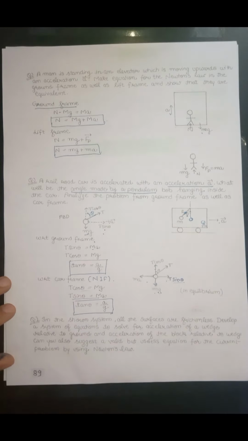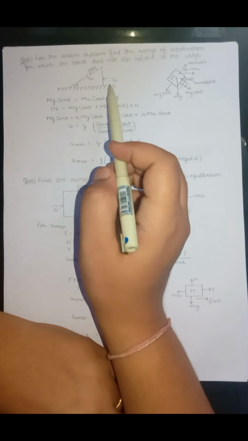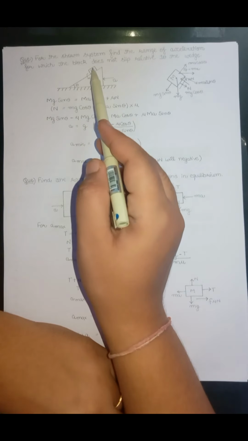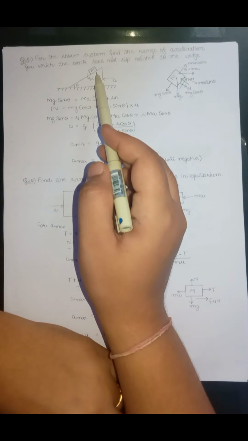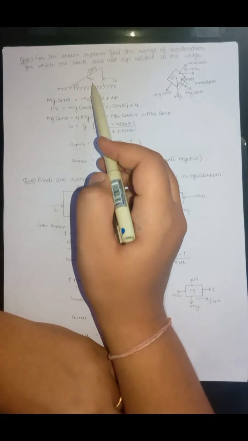Now in this question, for the shown system, find the range of acceleration for which the block does not slip relative to the wedge. Here a wedge of mass, let's say small m, of angle of inclination theta is kept on a surface. Let's say the surface is smooth. Now this object of mass capital M is placed on the wedge. The coefficient of friction between these two surfaces is mu.